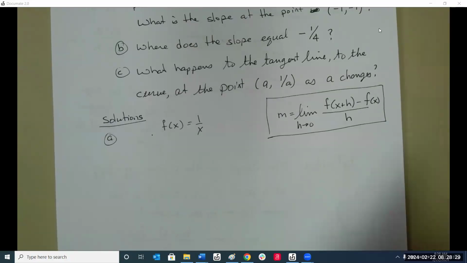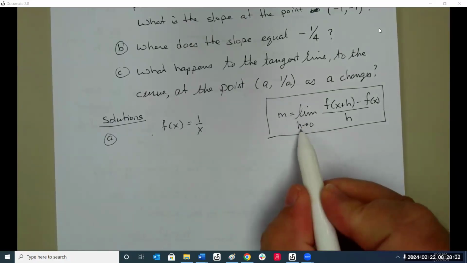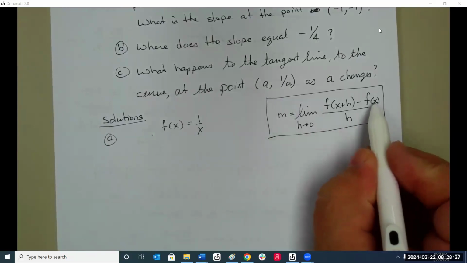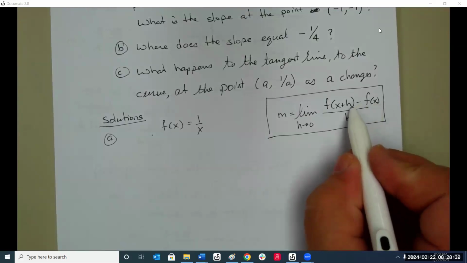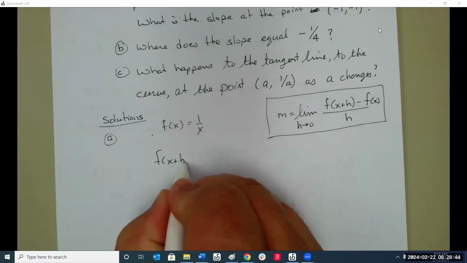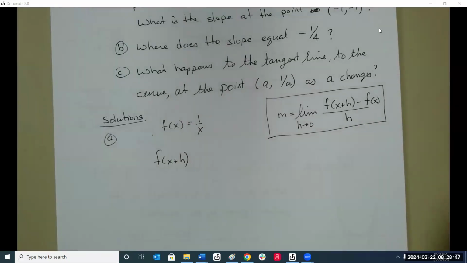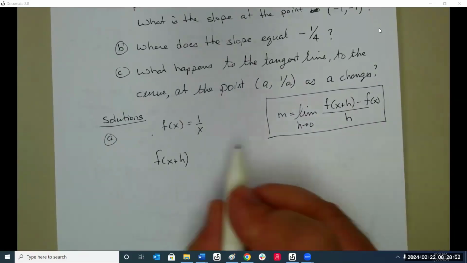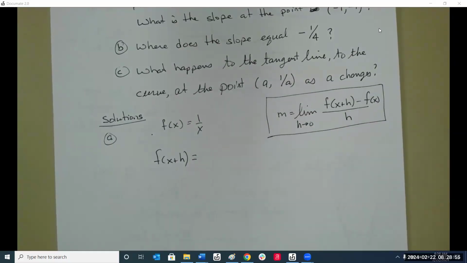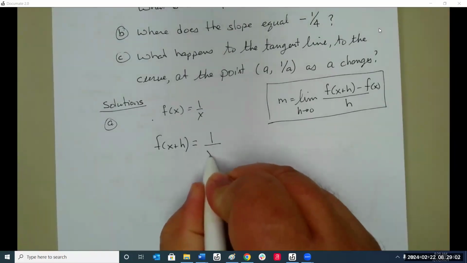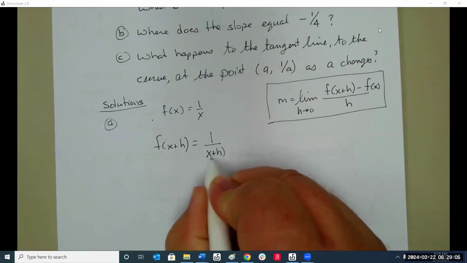Okay, let's narrow it down. We're trying to find M, so we don't have that. H goes to 0, so that defines. So we don't have to worry about H. We have f of x. What's the only thing we don't have? We don't have f of x plus h. We can't even do this because we need to have everything defined. So what is f of x plus h? Very good. Anywhere I see an h, I put an x plus h.